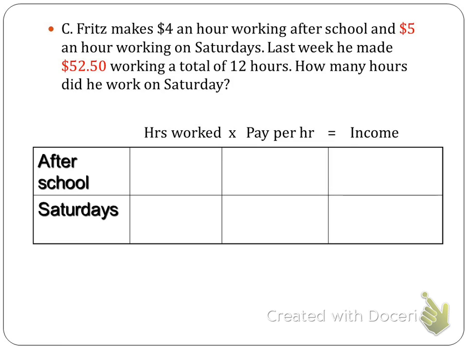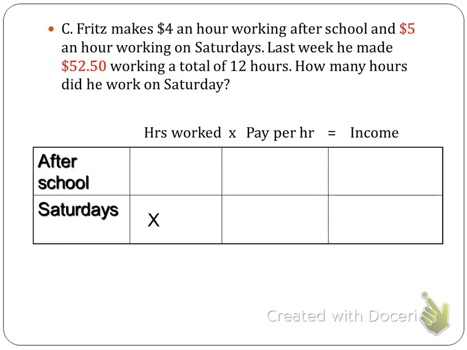And this is the equation we're going to keep coming back to. The number of hours worked times the pay per hour is the overall income. If I call Saturday X, what would after school hours be? Yes. X minus 1. So he works 1 less hour on after school. This is the number of hours worked. See how it's in the hours worked column? So what do I know about the number of hours worked?